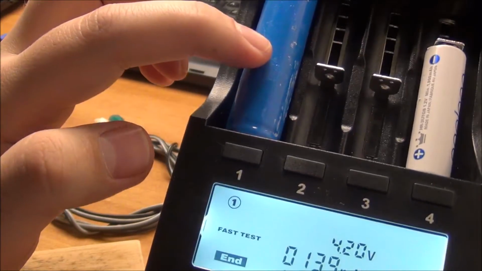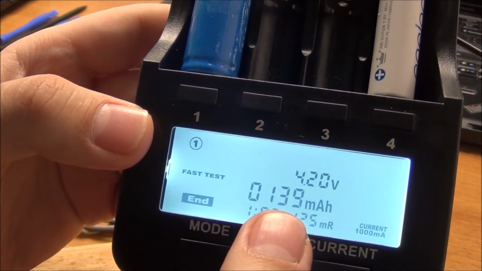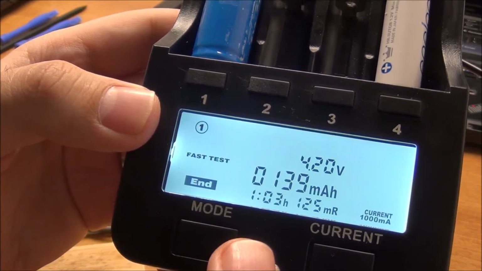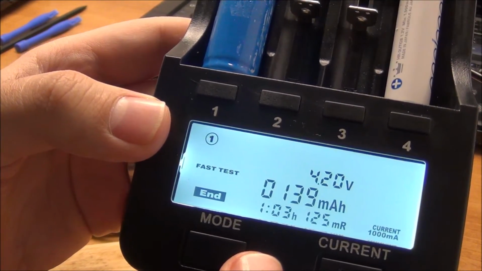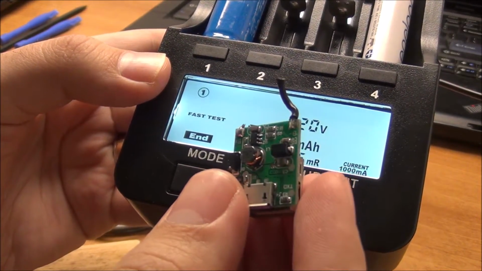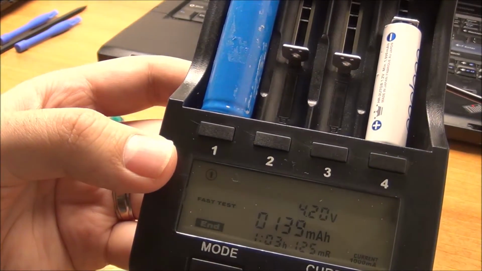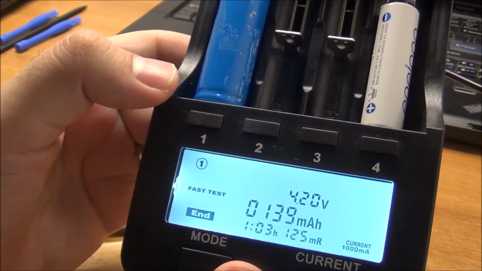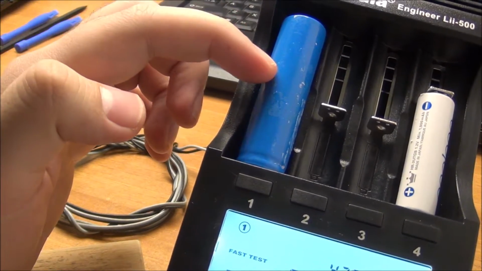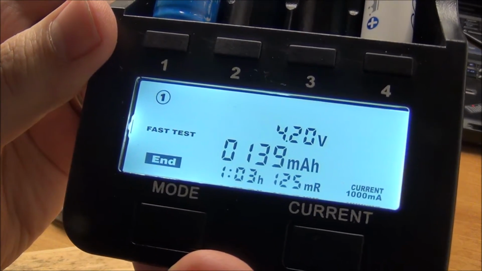Okay, so this cell is complete crap. As you can see, it has 139 milliamp hours. That's its capacity. It's useless, absolutely useless. So this electronics I can use for something else. It means it's not the culprit. This is the culprit. So this is what you get when you buy cheap Chinese stuff. This cell probably was bad from the start. They put it in that power bank and it just got worse and worse up until here.